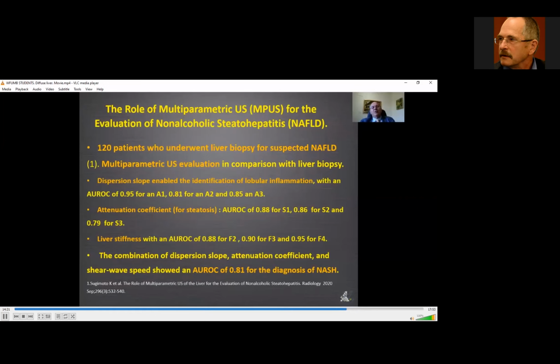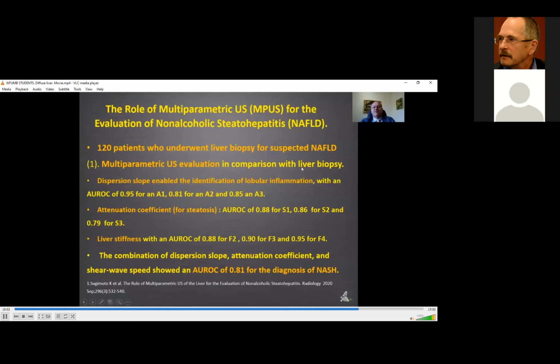part, the so-called multiparametric ultrasound. Multiparametric ultrasound means that we can have a lot of information in the same evaluation. And it's a study that was published last year, where in 120 patients they compared liver biopsy with multiparametric ultrasound, and they obtained information about three types of information.